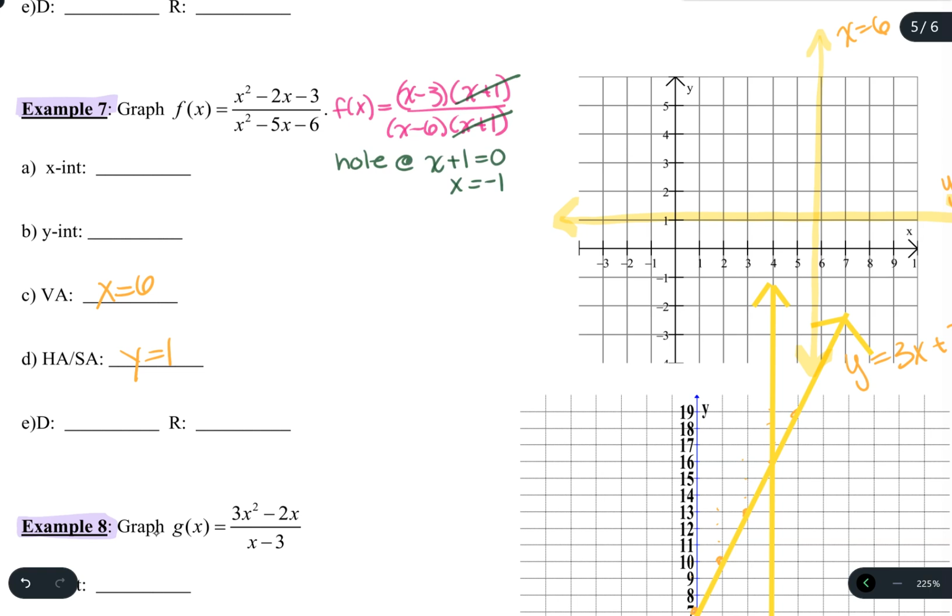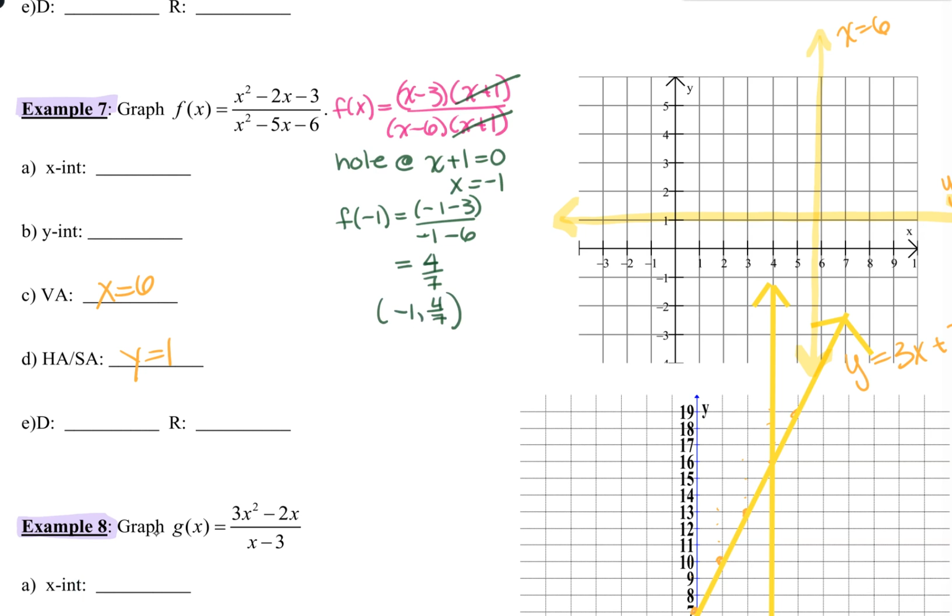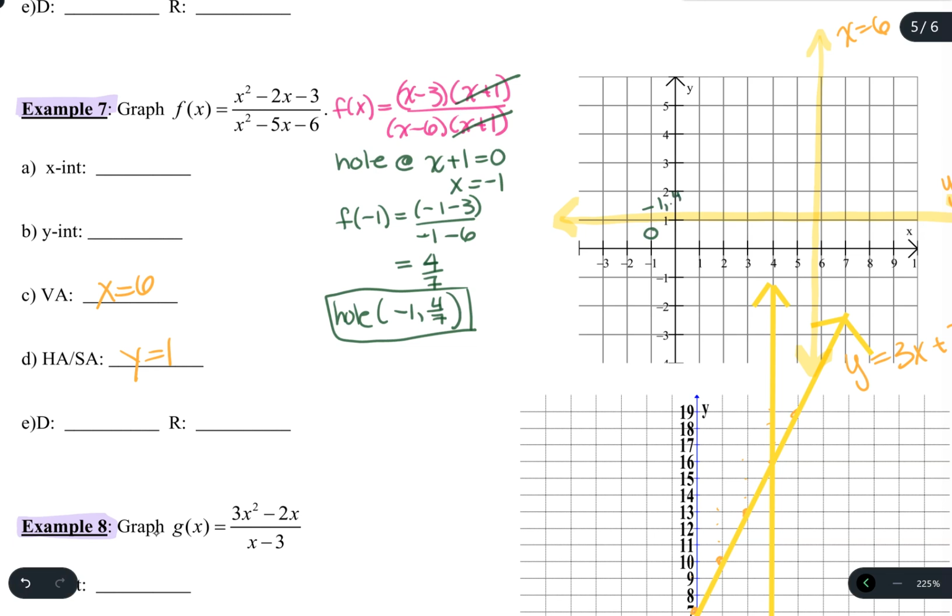Then we want to find f of negative 1 with what's remaining, which is just x minus 3 over x minus 6, so negative 1 minus 3 over negative 1 minus 6. That gives us negative 4 over negative 7, so we just have 4/7. So our hole is at negative 1 comma 4/7, or our point of discontinuity is the more formal way to say it. I'm going to put that on my graph right away, somewhere right about here, and label it negative 1 comma 4/7. This can count as one of your labeled values as well.